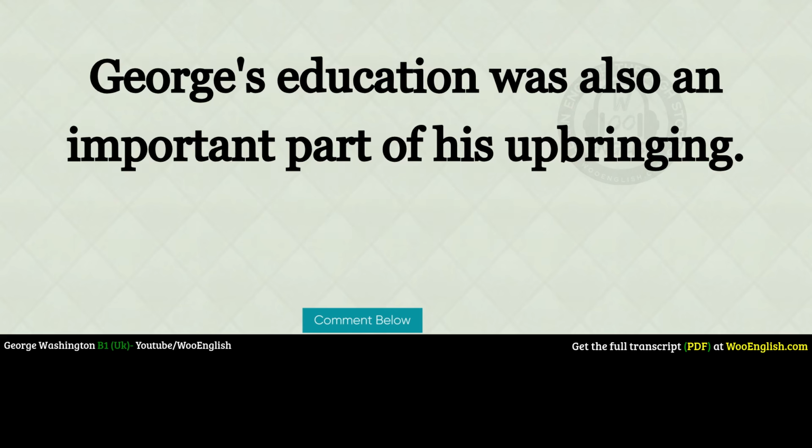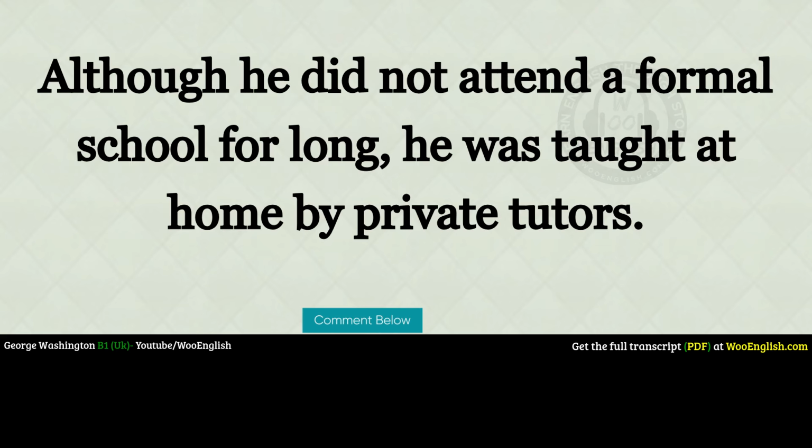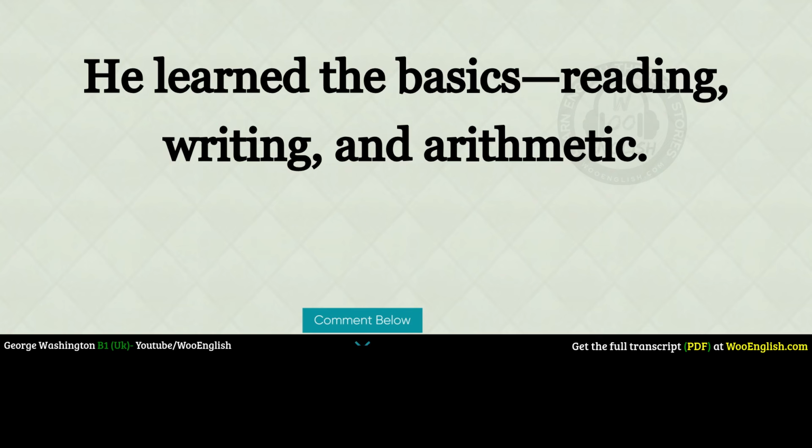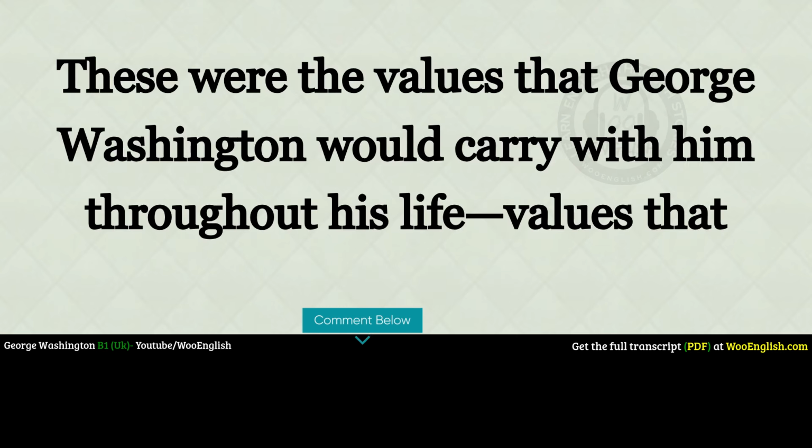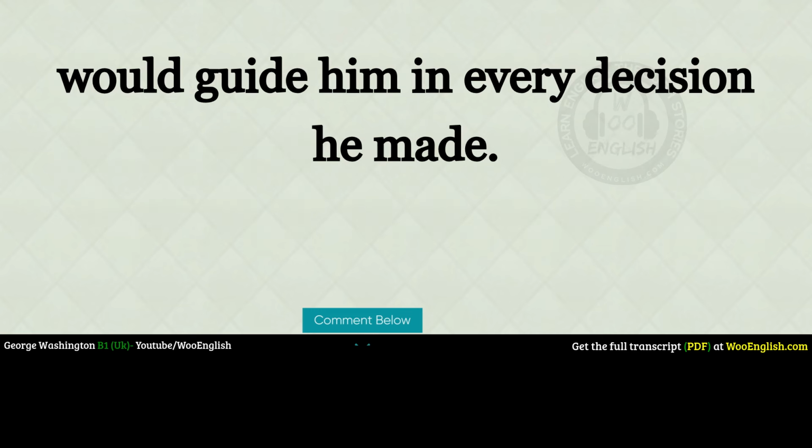George's education was also an important part of his upbringing. Although he did not attend a formal school for long, he was taught at home by private tutors. He learned the basics, reading, writing, and arithmetic. But more importantly, he learned about character, about the importance of honesty, hard work, and integrity. These were the values that George Washington would carry with him throughout his life. Values that would guide him in every decision he made.